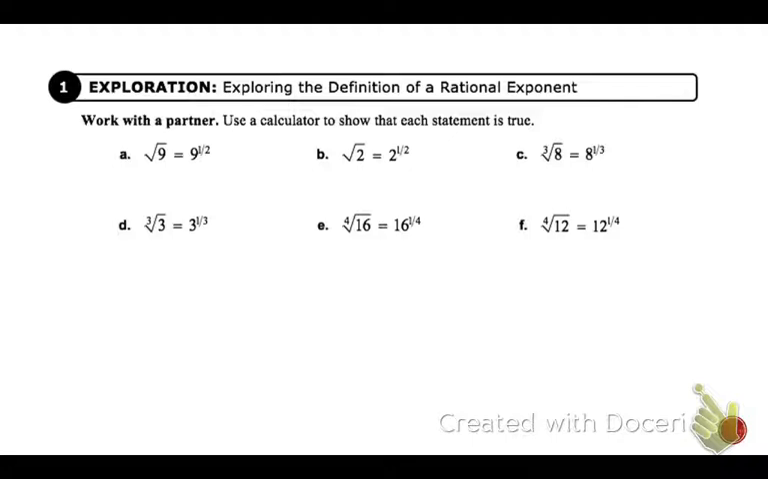is true. So if you do the square root of 9, of course you'll get 3. And then on your calculator, take 9 and raise it to the 1/2 power. Notice that you'll get the same thing. Now, as we go through these, see if you can see the relationship between the expression on the left of the equal sign and the right of the equal sign.